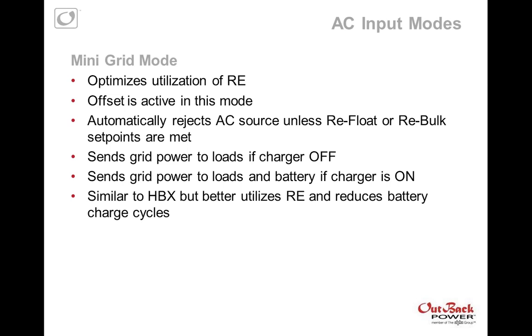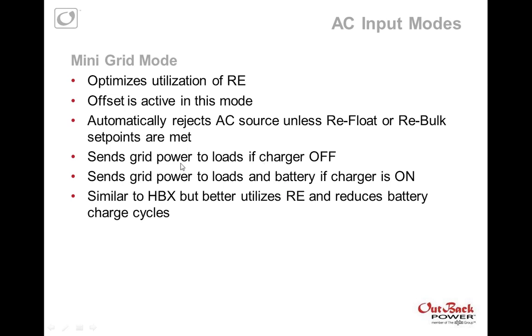So there's a couple of different options on the mini-grid mode. If for some reason the DC side is not able to meet the load demand, it will send grid power to the loads if the charger's off. So we'll take a little bit of grid power to support the renewable energy side. If the charger's on, then it will send grid power to the loads and charge the battery.